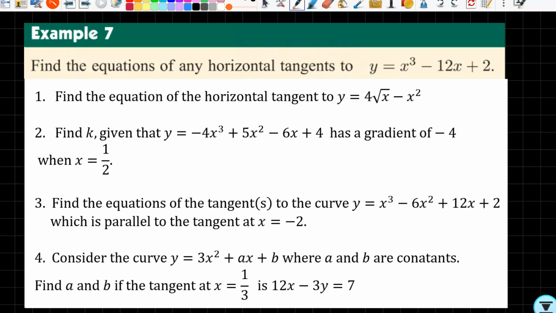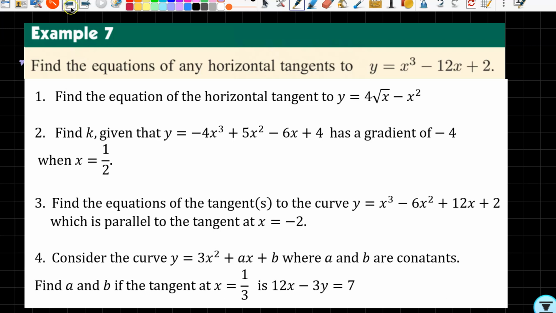Okay, this video is going to focus on some of the slightly more complicated questions when we're talking about tangents and normals in calculus. So these are the 4 questions that we're going to go through, so feel free to pause the video to have a closer look. We'll go through them one by one, starting with this example.